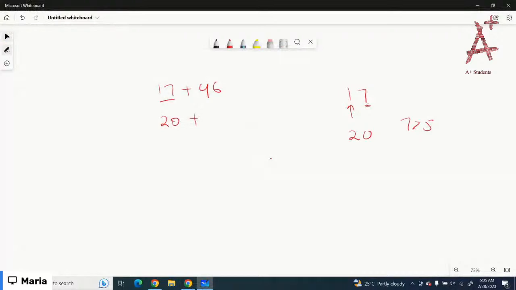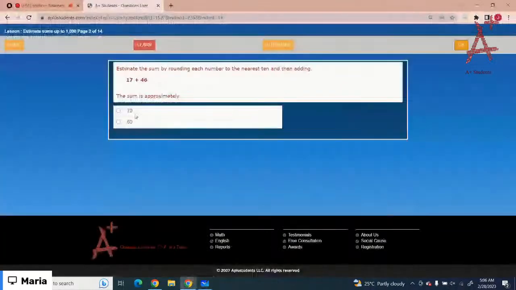Got it? Let's look at 46. 4 is at the tens place and the digit right next to 4 is 6. 6 is also greater than 5, that means you have to round up. So it would be rounded off to 50. So it is 20 plus 50, and 20 plus 50 makes 70. So the correct option is 70.